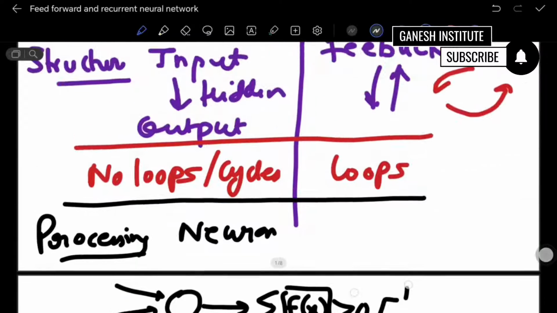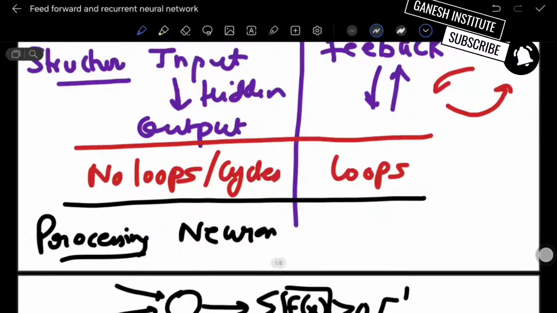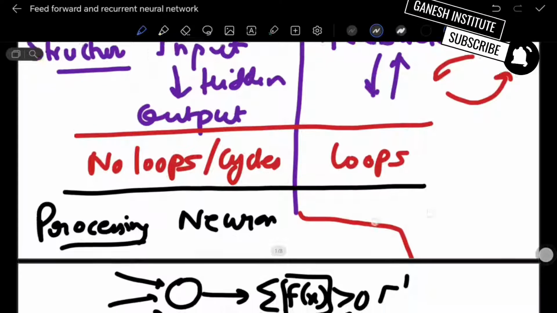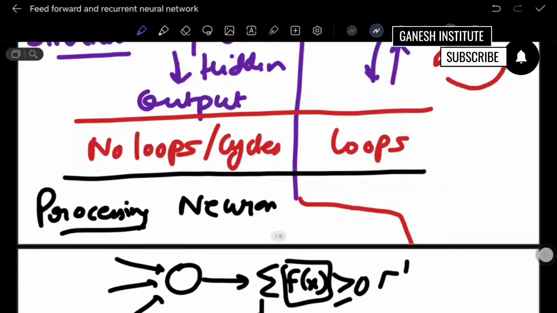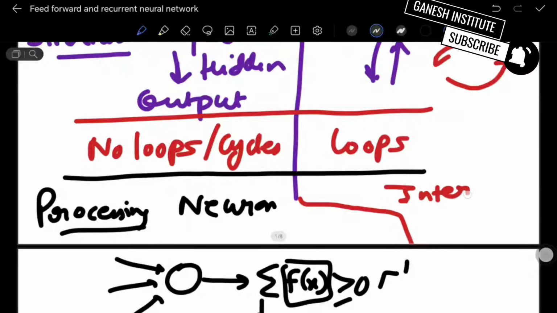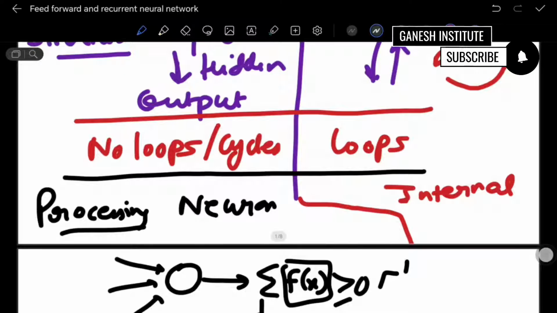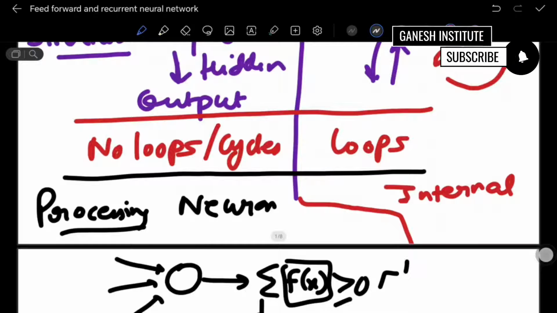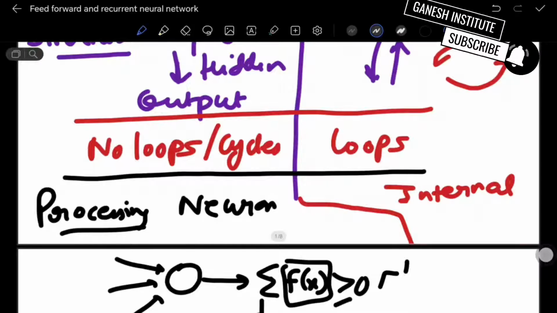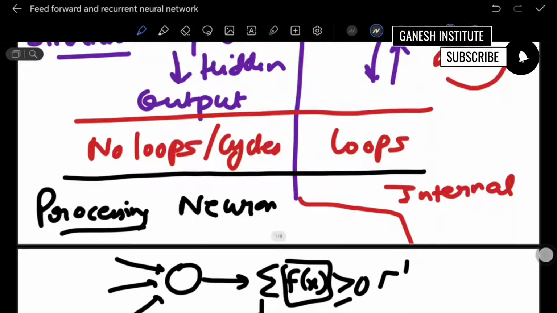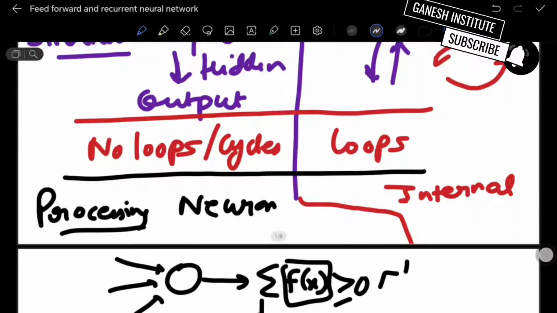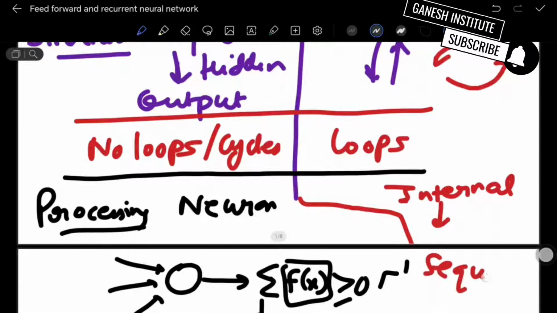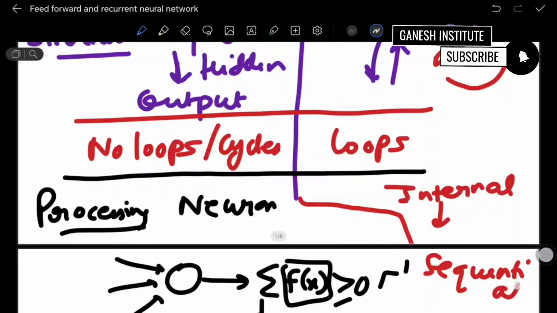Whereas in the feedback case, it has an internal state or memory, okay? So it can retain information about the past inputs, and this is how it makes them suitable for processing sequential data, because feedback is involved in it, okay?